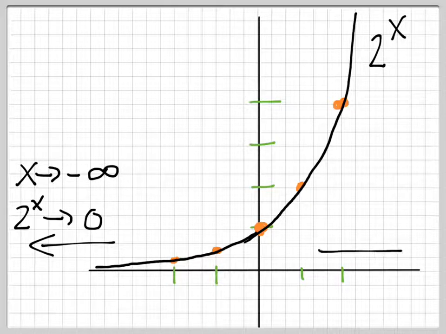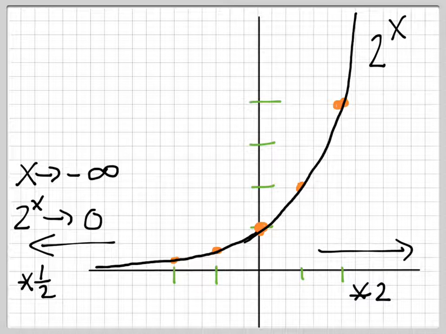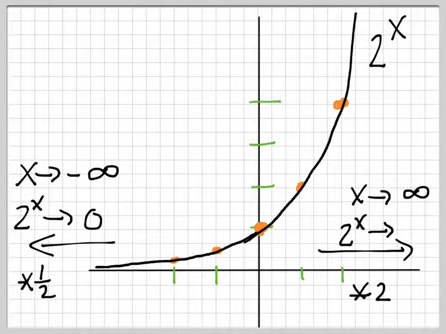In this direction, we keep doubling, right? Remember, going in that direction is like halving, and going in this direction is like doubling. So if every time we double, we're going to keep getting bigger, right? 1, 2, 4, 8. So as we move in this direction, 2 to the x is going to be getting bigger without bound. So that's going to go to infinity.